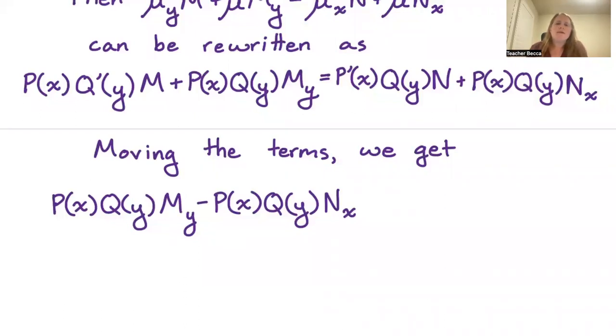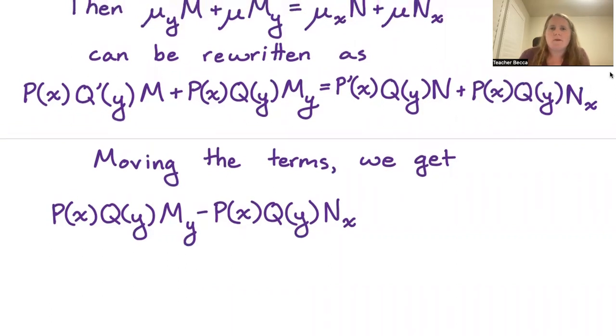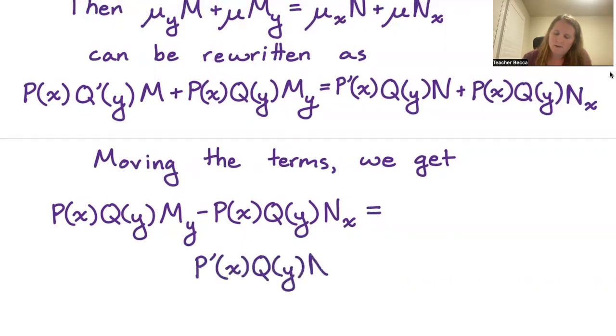All right, so on the left, we have the two terms multiplied by P of x, Q of y. And then on the right, we will go ahead and put our terms that include a derivative of either P or Q. So this is equal to P prime of x times Q of y times N minus P of x times Q prime of y times M.